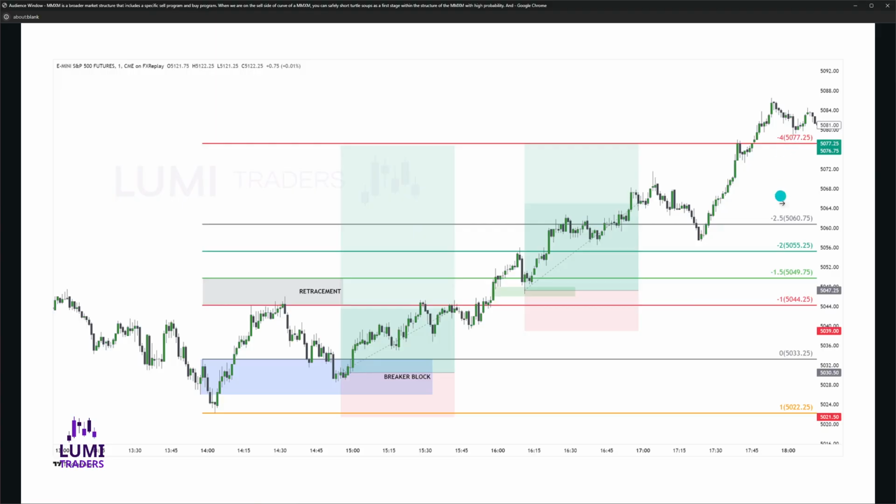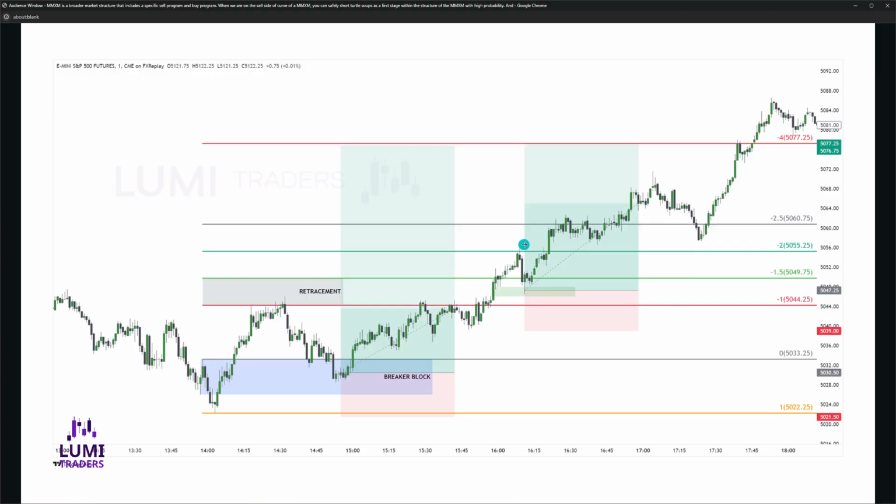So here's my levels. Once again, 1, 1.5, 2, 2.5, 4. Between the range 1.5 and 1 standard deviation, I would like to see a retracement. Retracement where? To the breaker block. It's going to be my first entry. We stop below the low. My target still will be 4 standard deviation. Once I saw price respected this breaker block, I want to take partial at 2 standard deviation. Once again, always I want to take partial at 2 standard deviation.